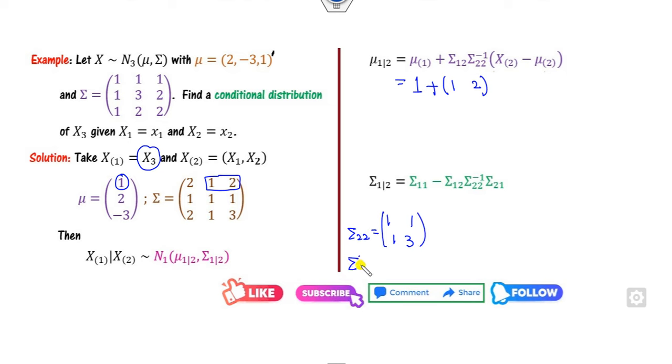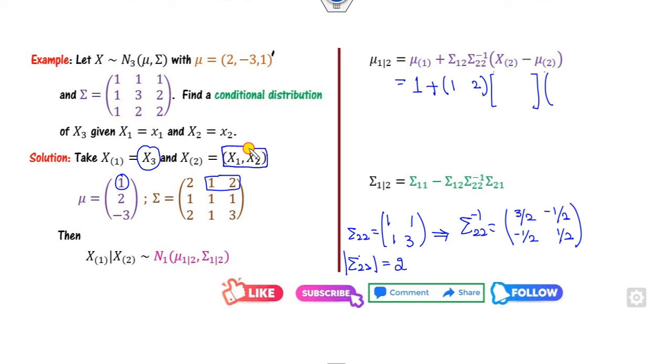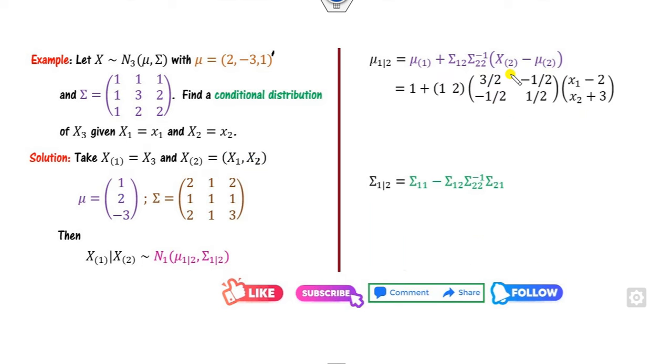What is the determinant of this? It is 3 minus 1, 2. So can you find the inverse of this matrix? Sigma 2, 2 inverse will be 3 by 2, minus 1 over 2, minus 1 over 2, 1 over 2. So I can substitute here. What is x2? x2 will be my this number. So x1, x2 minus, what is the mean of this x1, x2? 2 and minus 3. So what is the value of this? It is x1 minus 2, x2 plus 3. So I can substitute this inverse at this point.